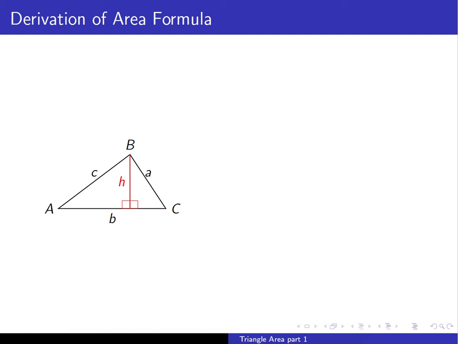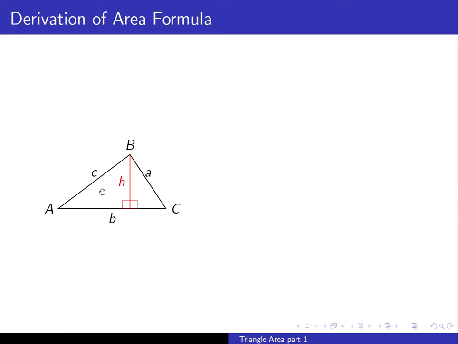So we have this triangle ABC, where it could be any arbitrary triangle. Inside, I drew the height, or the altitude, from vertex B down to side AC. Drawing the altitude splits our triangle into two smaller triangles, the one here on the left and the one here on the right. As far as the area formula goes, we'll work with the one on the left.